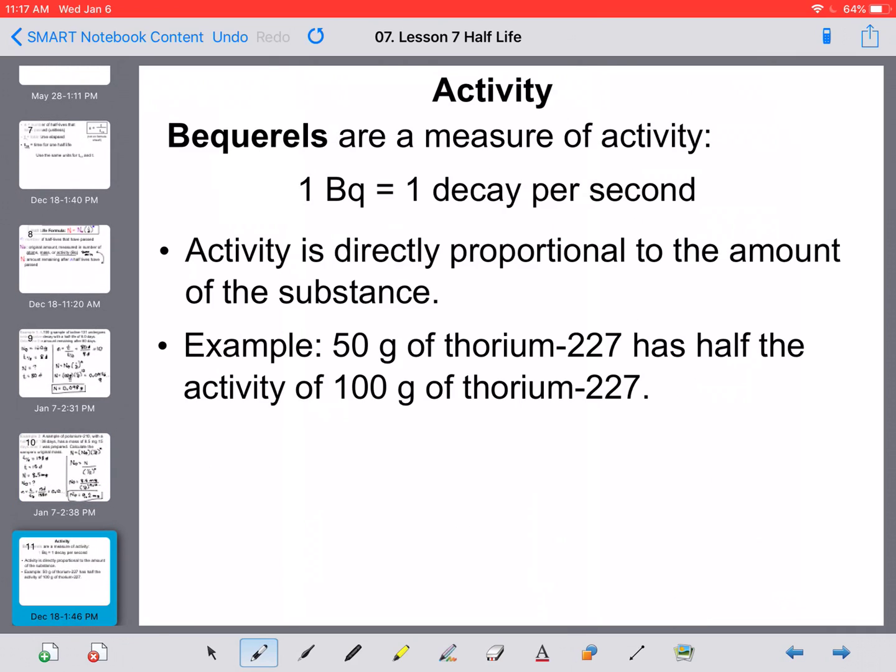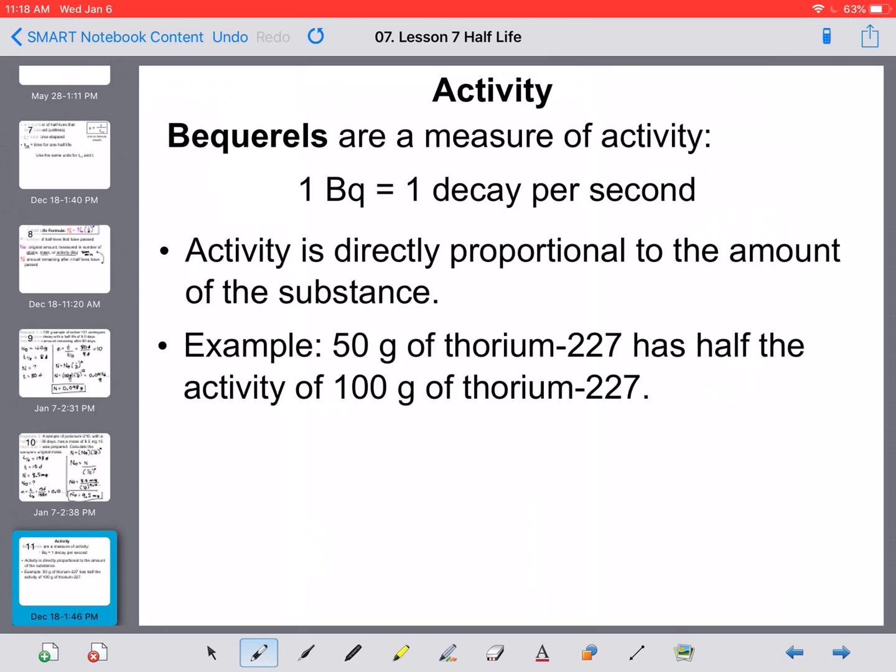All right, next, activity. So becquerels are the unit that we use when we talk about activity. So 1 becquerel means 1 decay per second. So if I had something that was 10 becquerels, so if I said it had an activity of 10 becquerels, that would mean that it is decaying 10 times every second.